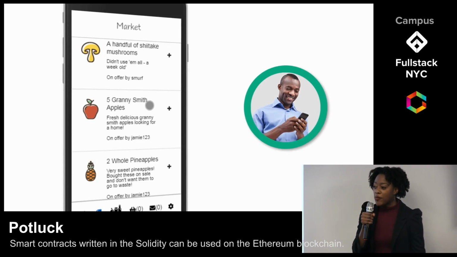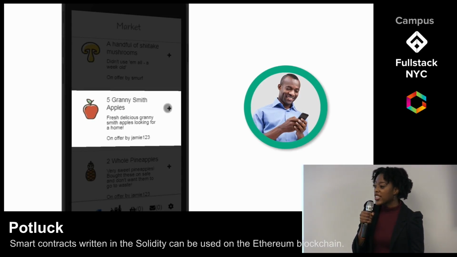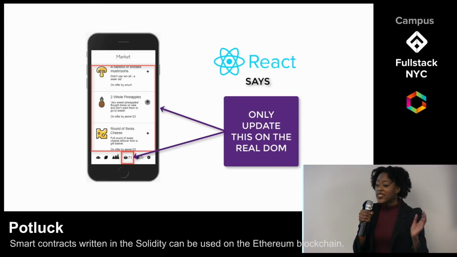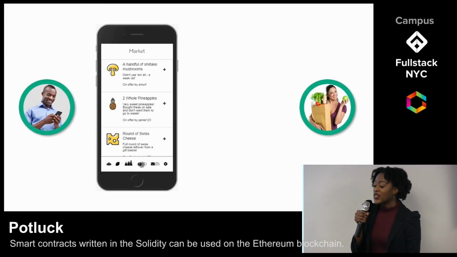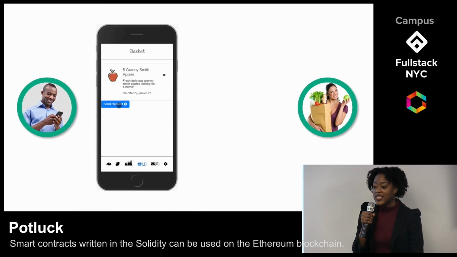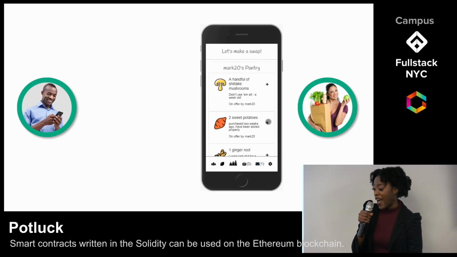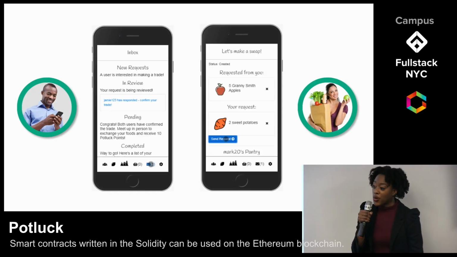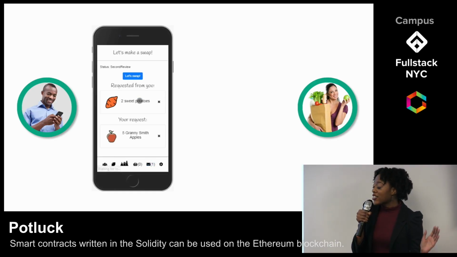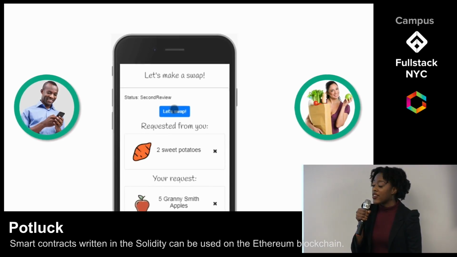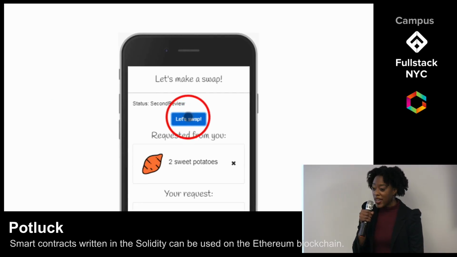When he selects the apples, it updates the state of the app, removing the item from his market. Once Mark sends Jamie a trade request, she gets a notification in her inbox. Now she can look through his pantry, select items, and send a request back. When Mark accepts the terms of the swap, it fires off a sequence of events that update their Ethereum smart contract, our database, and the way the view is rendered.